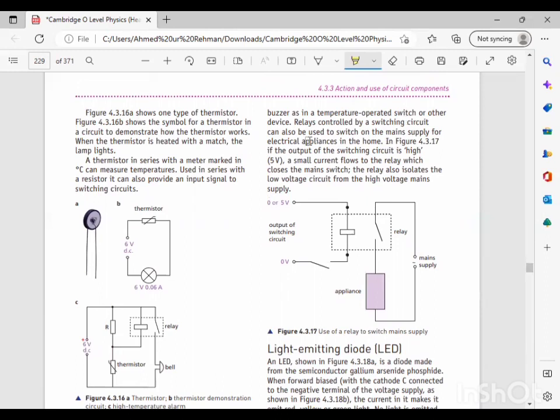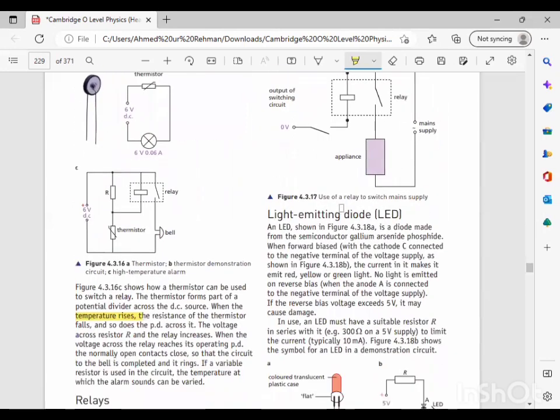Relays controlled by a switching circuit can also be used to switch on the main supply for electrical appliances in the home. In figure 4.3.17, if the output of the switching circuit is high, 5 volts, a small current flows to the relay, which closes the main switch. The relay also isolates the low voltage circuit from the high voltage. Okay.